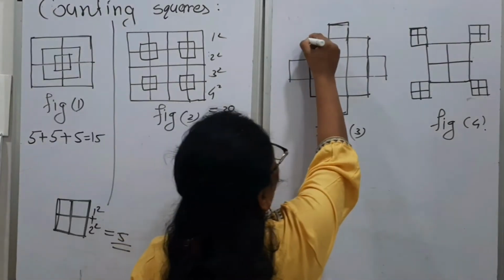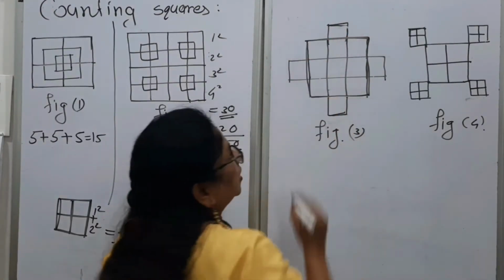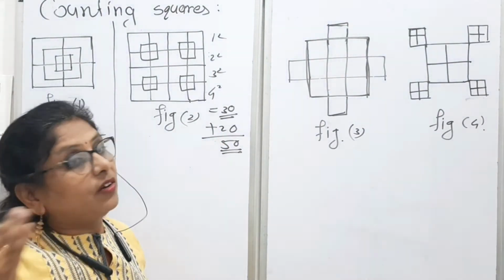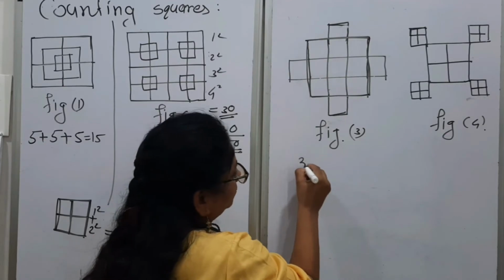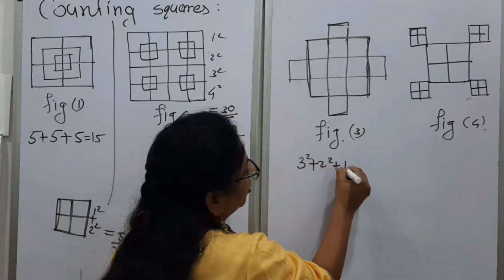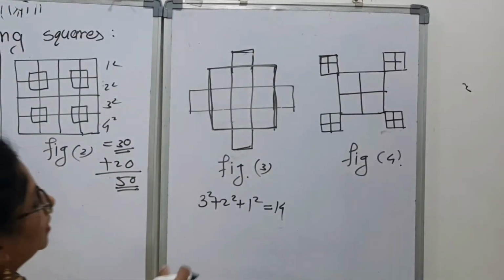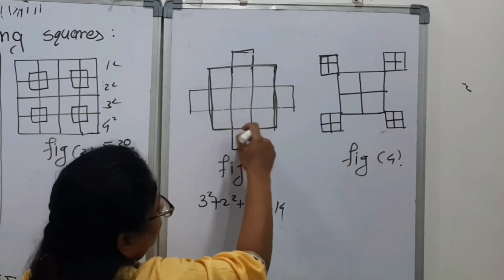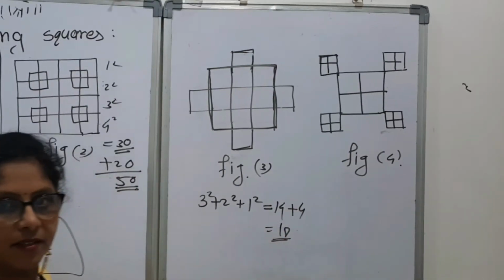Here, first find out the number of squares in this square. Okay, we have found this also. 3 rows and 3 columns. So 3 squares plus 2 squares plus 1 square, that is 14. We have seen this already. And 1, 2, 3, 4. It means a total of 18 squares are there.